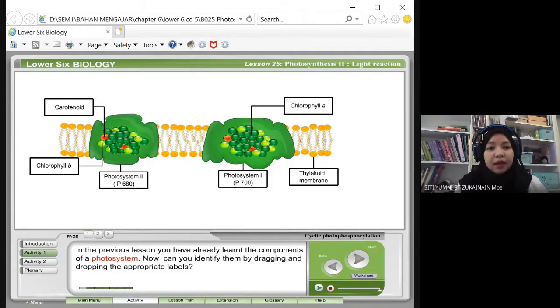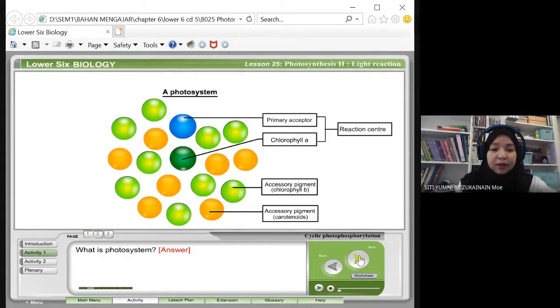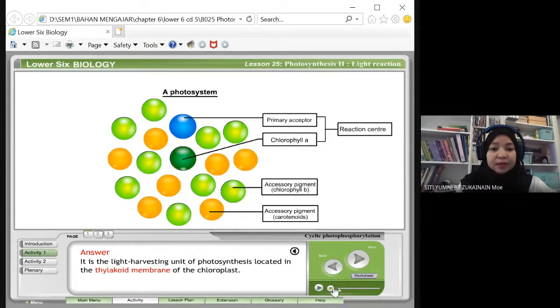Then, if you can see on the screen now, in the previous lesson you have already learned the components of a photosystem. Now, can you identify these components? Chlorophyll A, thylakoid membrane, carotenoid, chlorophyll B, and you have photosystem 1 P700 and photosystem 2 P680. Now let's recall what a photosystem is. A photosystem is the light harvesting unit of photosynthesis located in the thylakoid membrane of the chloroplast.